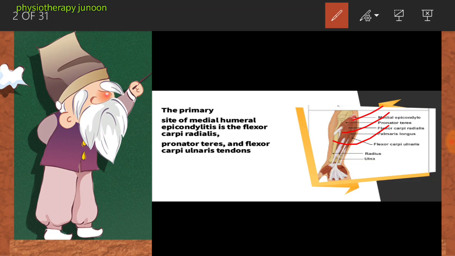In the observation part, there is seldom anything to be seen, either at the elbow or the forearm, on examination. In very rare cases, a small degree of swelling may be visible over the medial epicondyle itself. Then we do the active movement, passive movement, resisted movement.